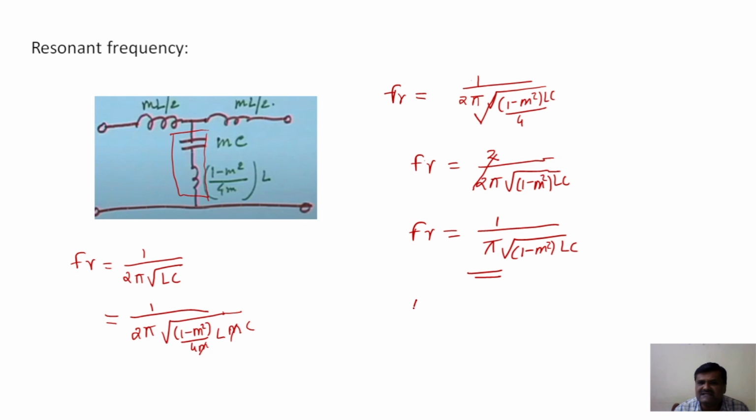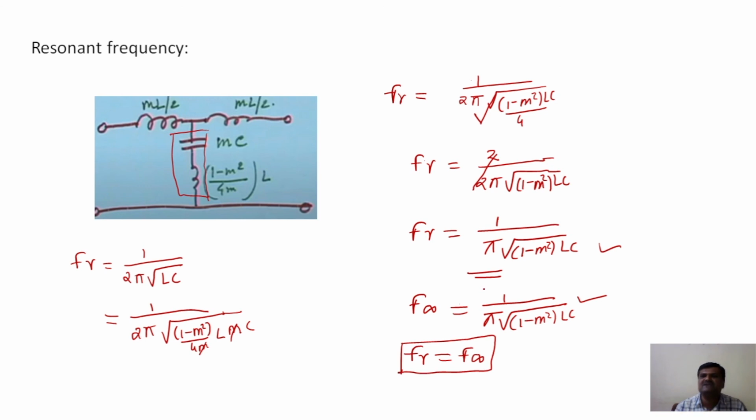And what is the infinite frequency? The infinite frequency equals 1 upon pi root 1 minus m square LC. So what is the conclusion? See, both are the same. So I say that Fr equals f infinity, meaning that we will get the maximum attenuation.